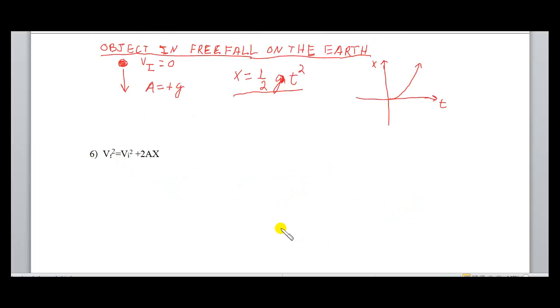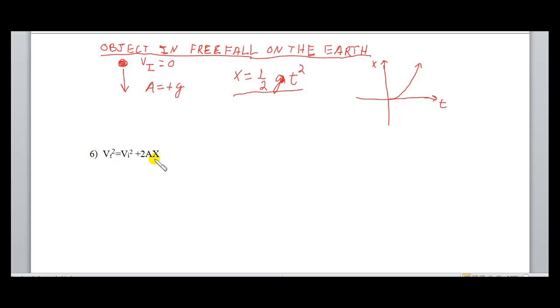Now there's one more equation that we need to use and understand. This one's a little more complicated. It's basically the final velocity squared is equal to the initial velocity squared plus 2 times the acceleration times the displacement. This is an important equation because there is no variable t in it. In other words, there is no time in that equation.